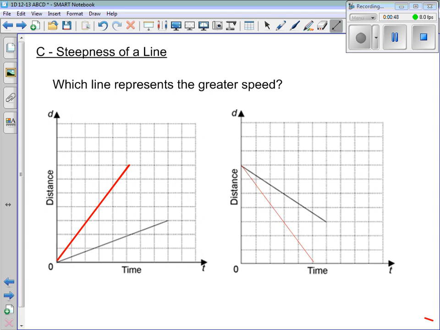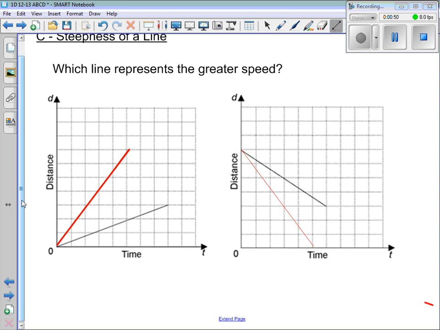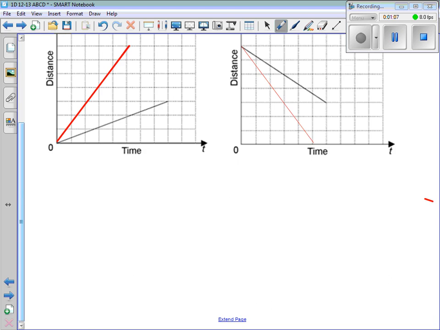Now in this first graph, looking at that red line and that black line, which line represents the greater speed? If this is a distance time graph of a person moving, which person is going faster, the red person or the black person? Jackie? How do you know that? Distance is higher, time is smaller.